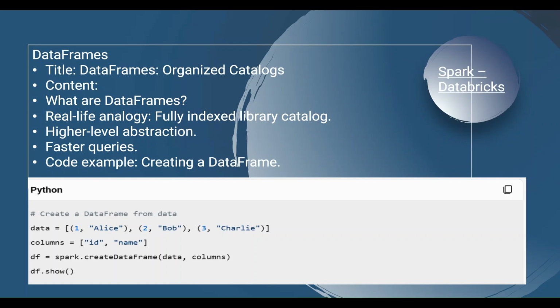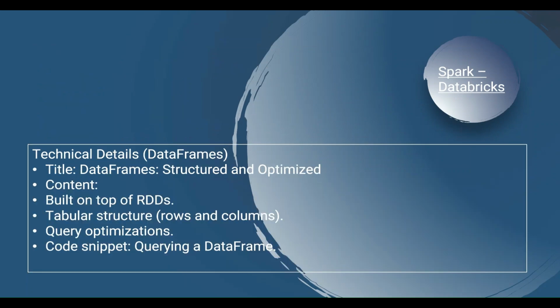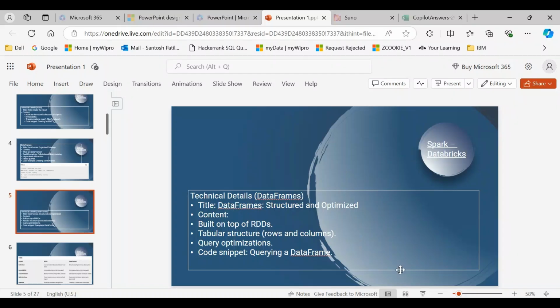Let's return to our library example again. Just understand our library example here. The RDD is like manually going through each table in the library to find the book or the book content. Okay, it's very simple.